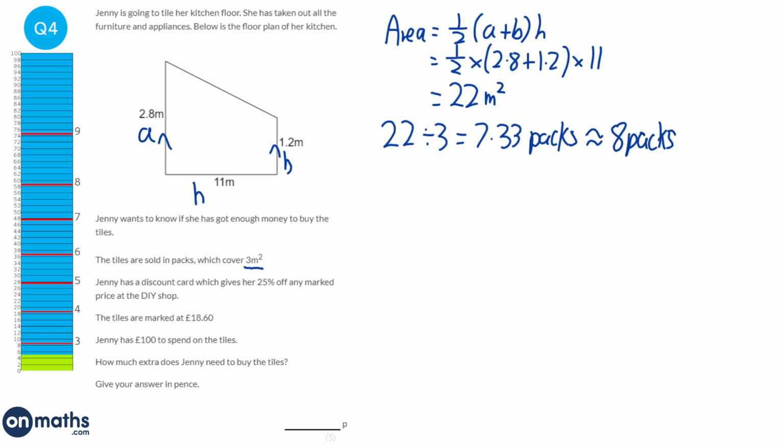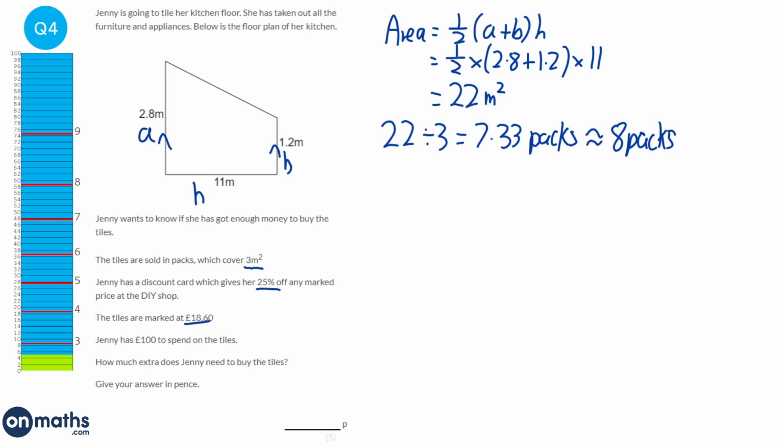Okay, the next thing we look at is the fact that Jenny has a 25% discount. So we need to find out what 25% discount would do to the £18.60 for the tiles, or for the pack of tiles.